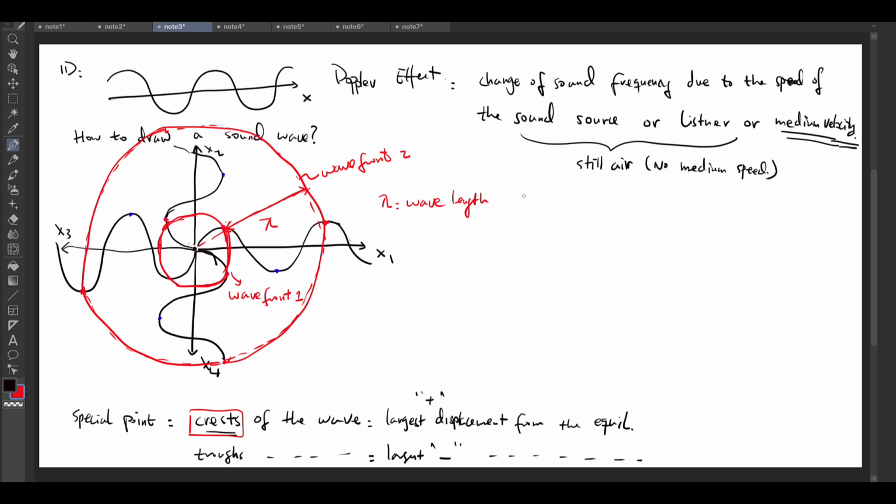Okay, and it's the distance between two successive wave fronts.